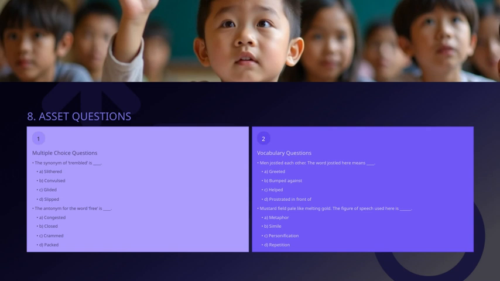These questions are designed to test your understanding of vocabulary, synonyms, antonyms, and figures of speech, which are all vital components of language comprehension. Connecting these concepts to the broader theme of language mastery helps us appreciate how nuanced and rich our language can be.